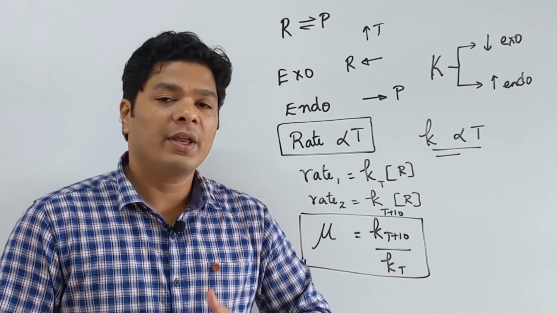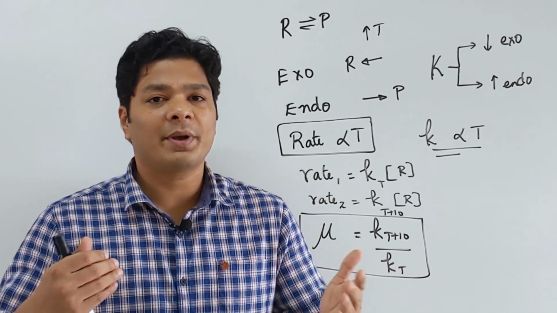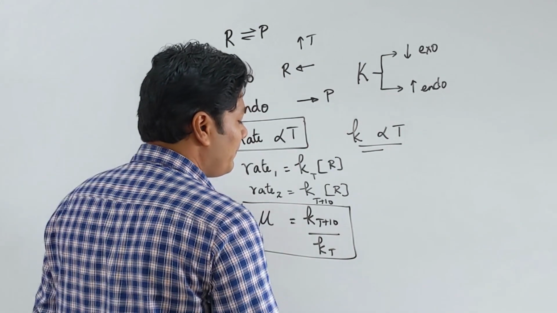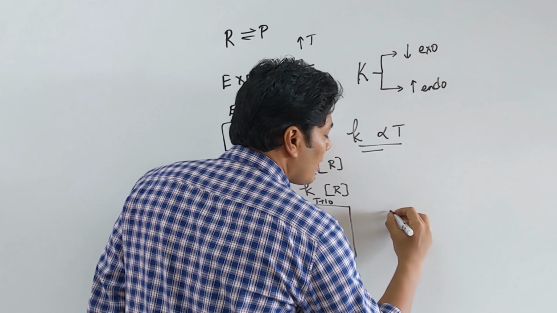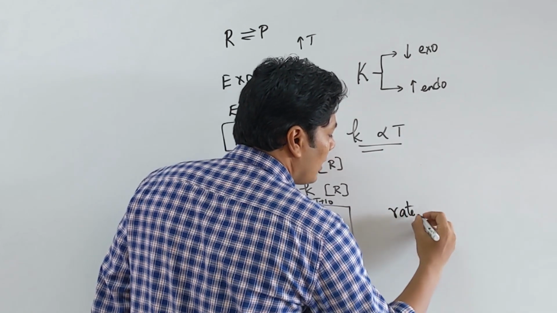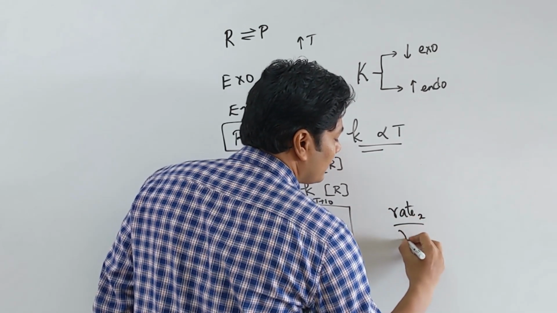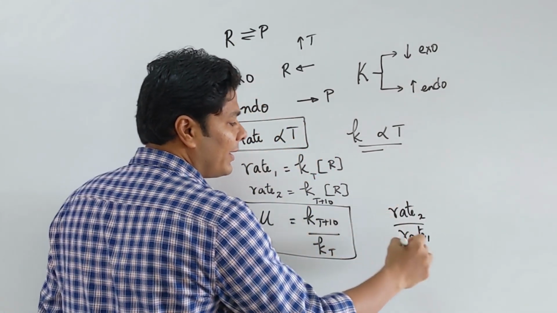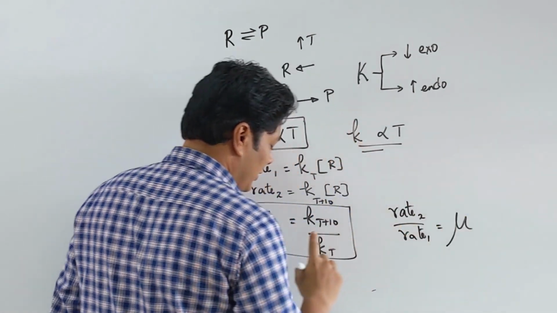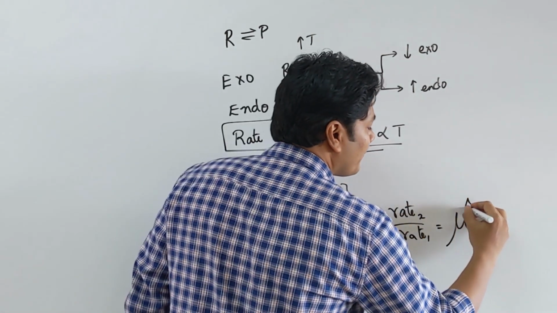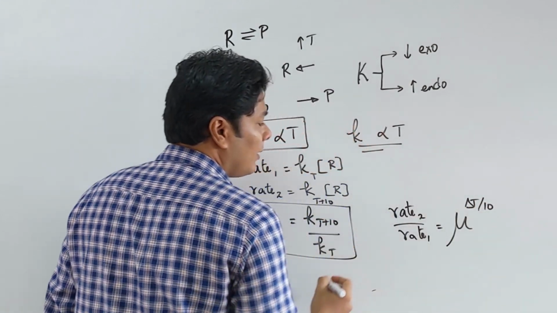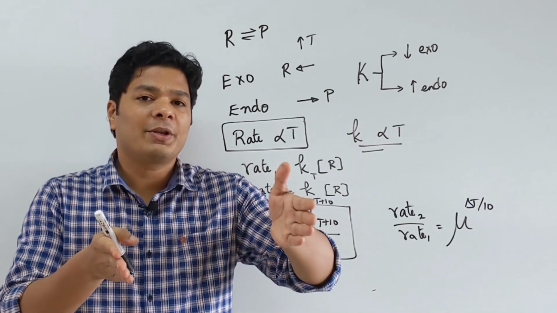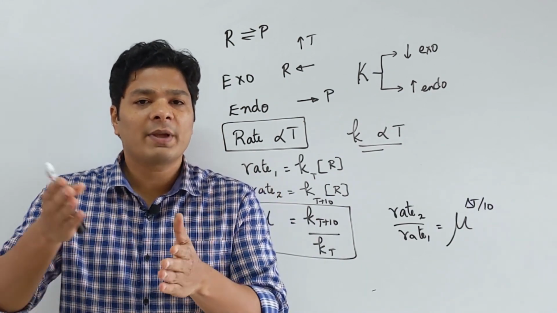How is this useful in figuring out the rate of reaction when you change the temperature by x degrees, not necessarily 10? Extremely simple. Rate 2 by rate 1, the final rate over the initial rate after I increase the temperature, is nothing but the temperature coefficient to the power delta T by 10. Imagine that you have a reaction and you increase the temperature by 10 degrees. The rate has doubled.